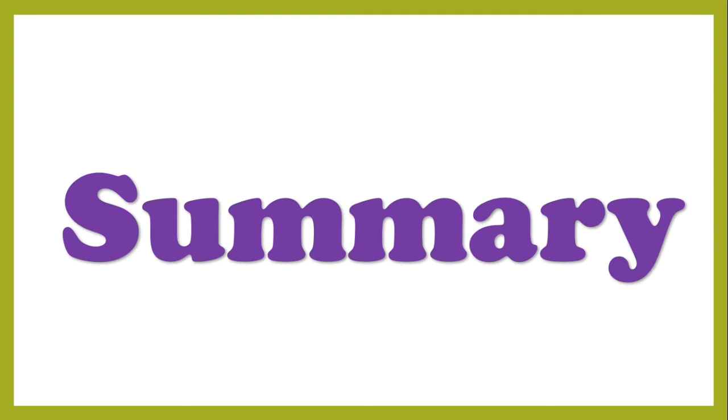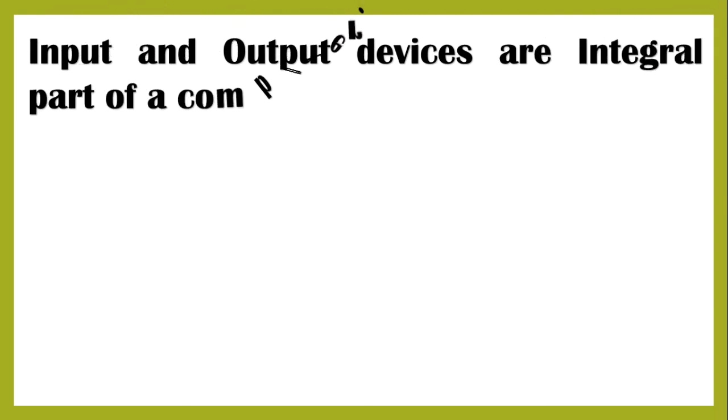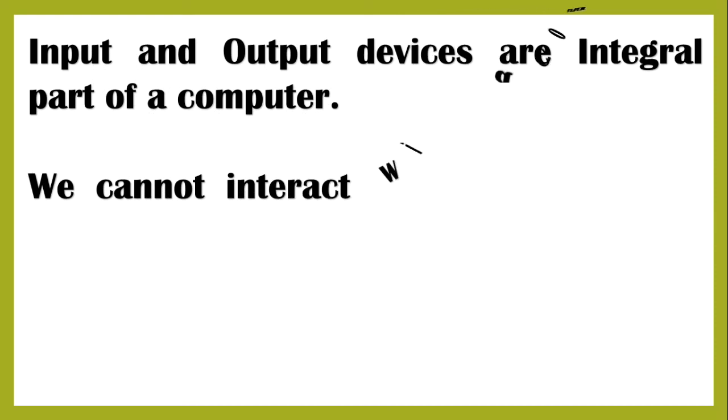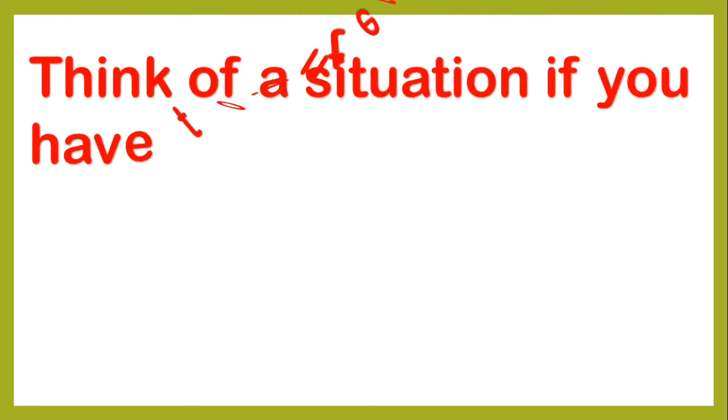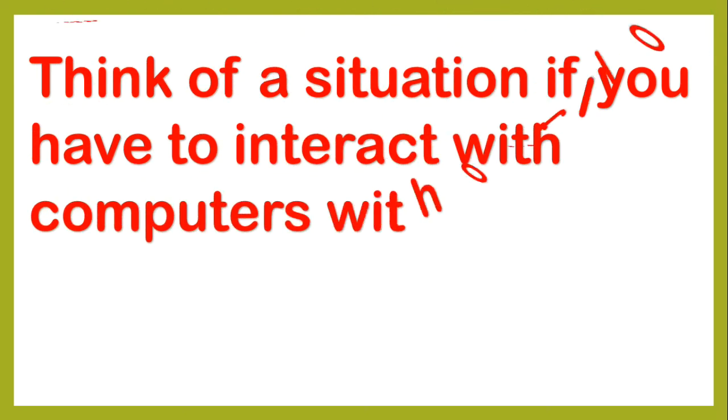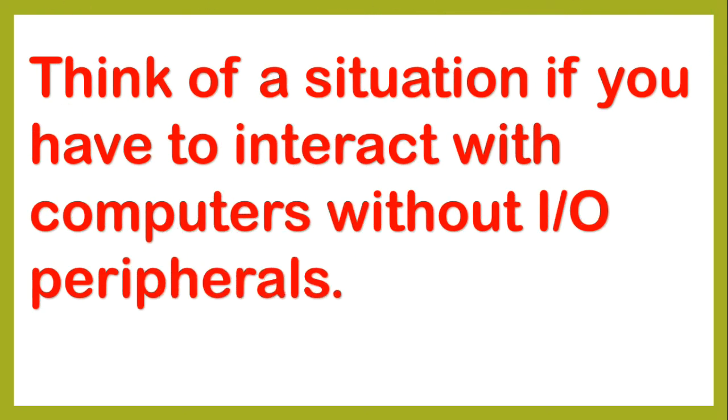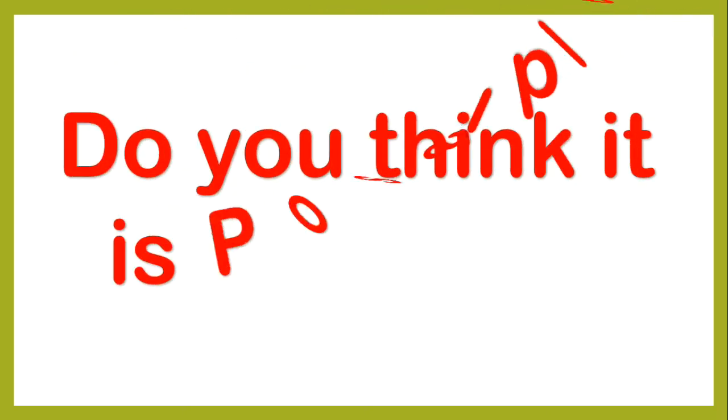Summary. Input and output devices are an integral part of a computer. We cannot interact with a computer in the absence of input-output peripherals. Think of a situation if you have to interact with computers without input-output peripherals. Do you think it is possible?